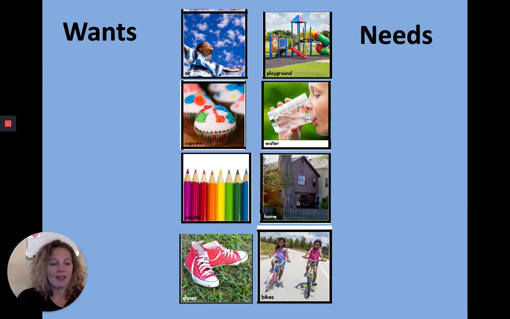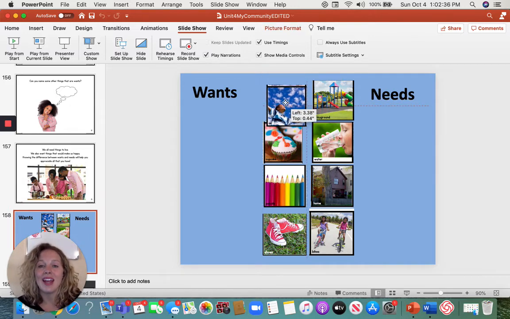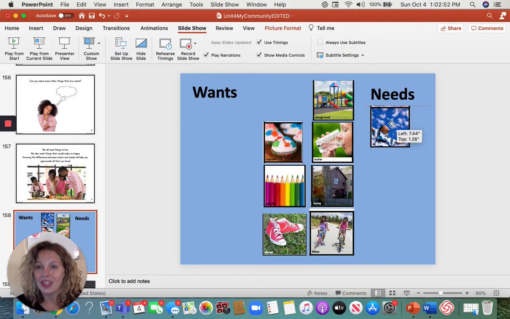All right, so I have an activity for us to do, and I need your help. We have to figure out what is a want and what is a need. This says wants and needs. All right, so let's look at these pictures. Do you think that air is a want or a need? Do we need to have air or do we want air? That was one of the 5 things that we needed. We need air to breathe. So let's move this picture over by the needs.